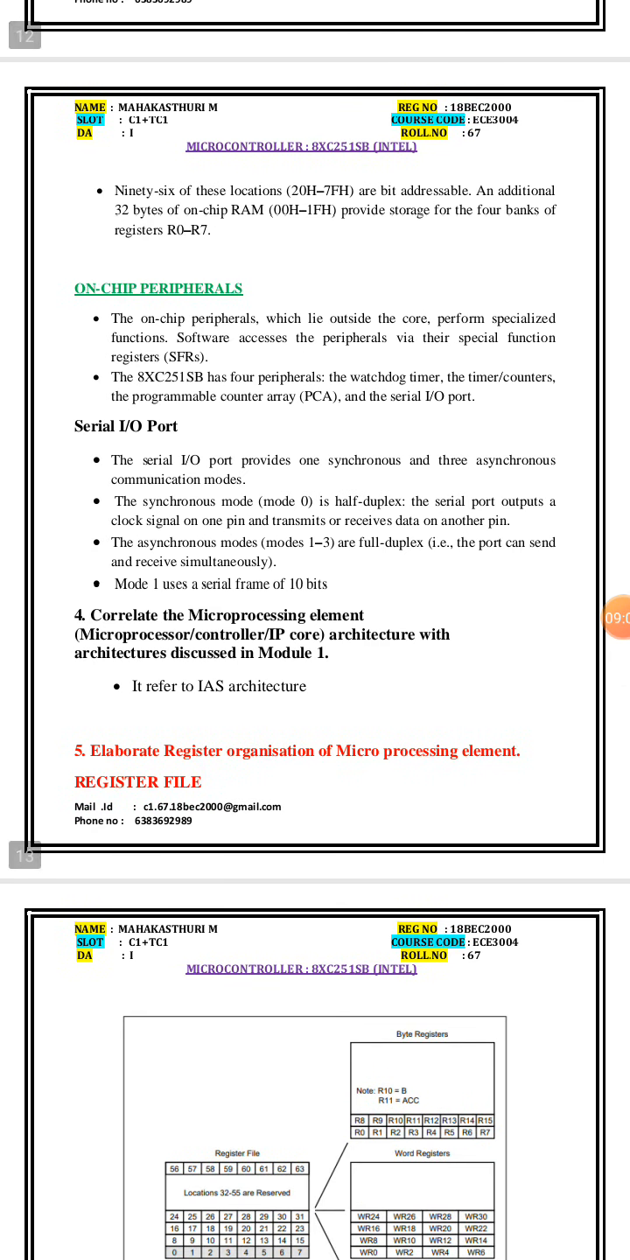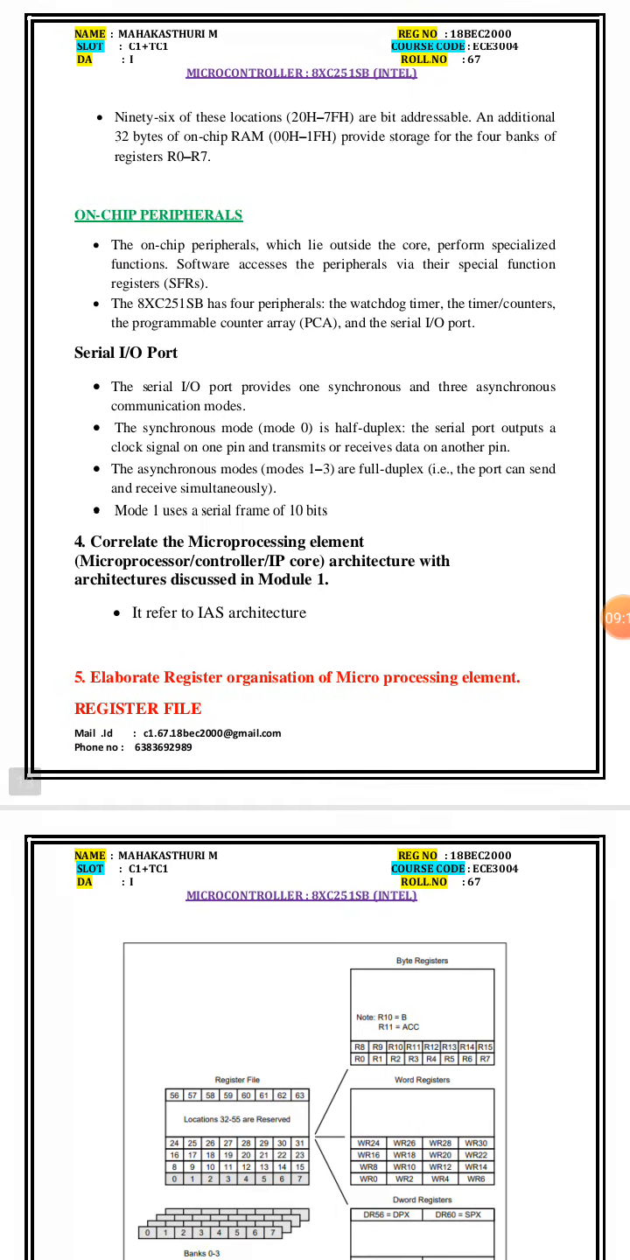Okay, the serial input/output port provides 1 synchronous and 3 asynchronous communication modes. The synchronous mode is half duplex. The serial port outputs a clock signal on 1 pin and transmits or receives data on another pin. The asynchronous modes are full duplex. Full duplex means the port can send and receive simultaneously. Mode 1 uses a serial frame of 16 bits.